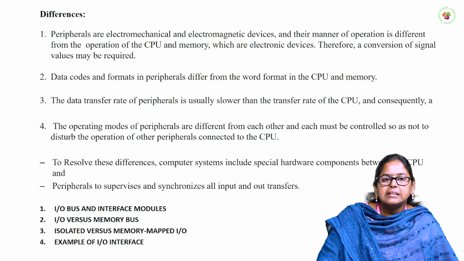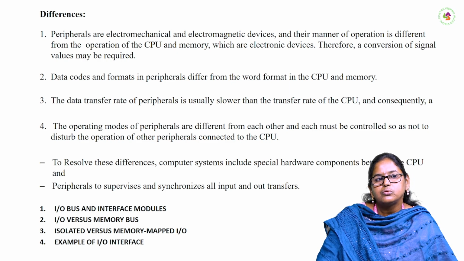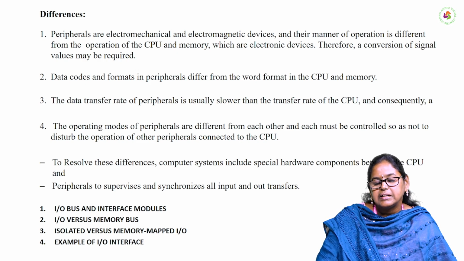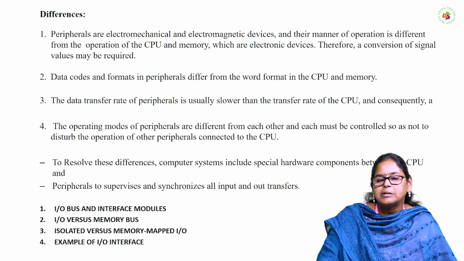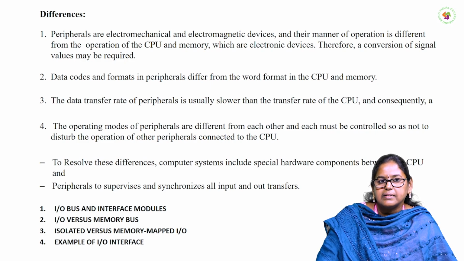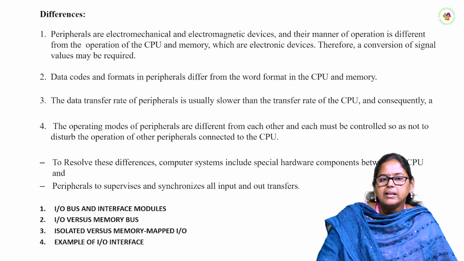Then, when we go with data codes and formats, the codes and formats which the I/O devices use and the codes and formats which the CPU uses are entirely different. The processor may be using the word format, but the I/O should not necessarily follow the word format of the same size. Then there are data transfer rates. The data transfer rate of the processor is very high and the data transfer rate of the I/O devices is very slow. So there lies a difference between the data transfer rates of the CPU and the I/O devices.